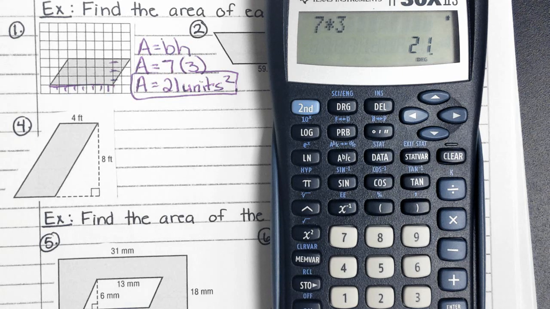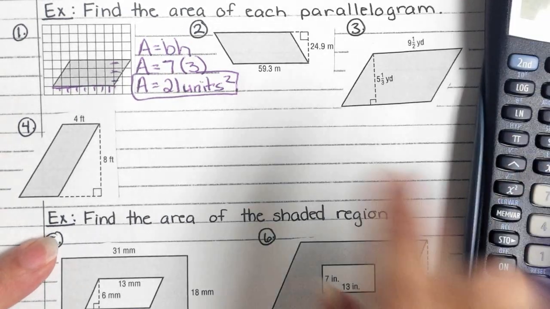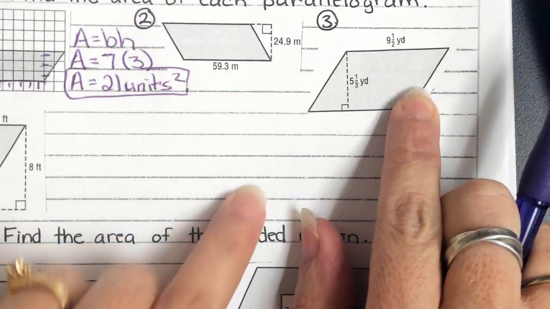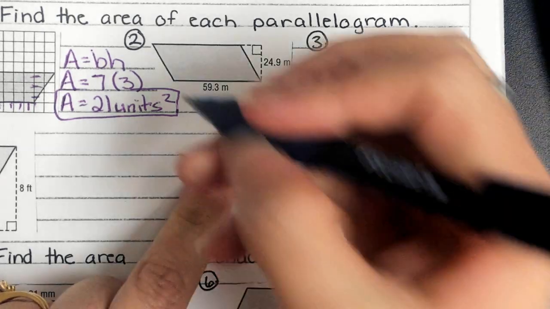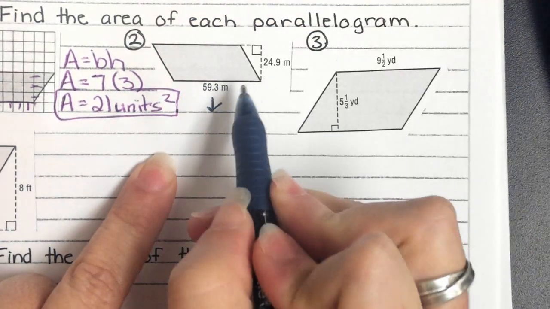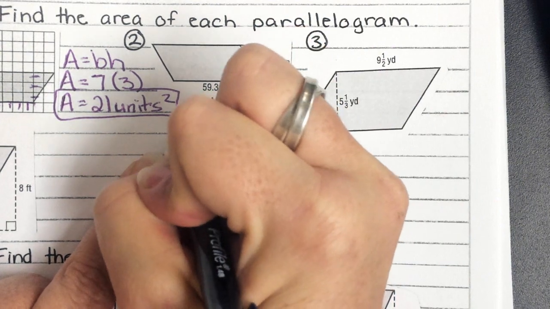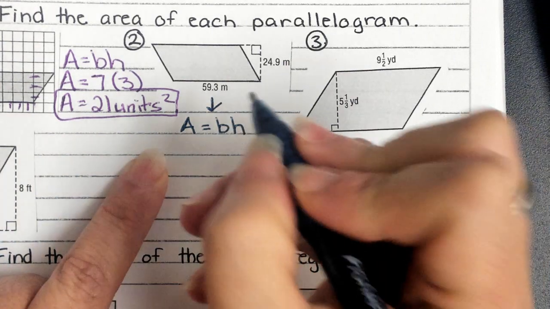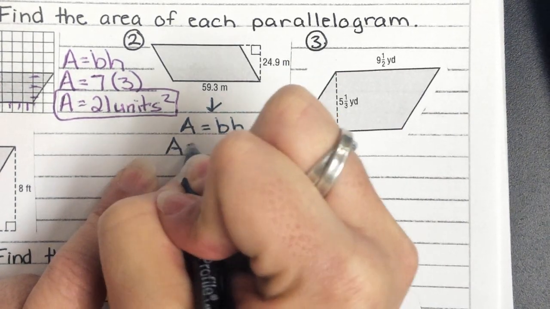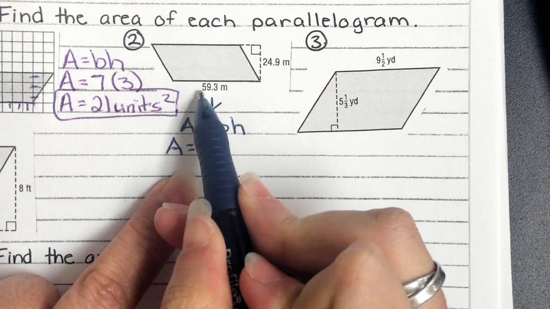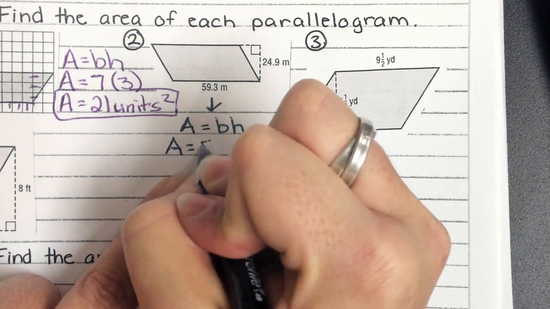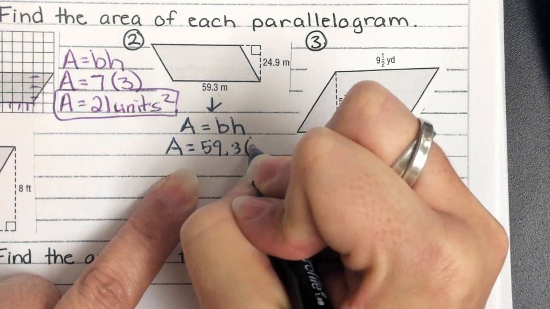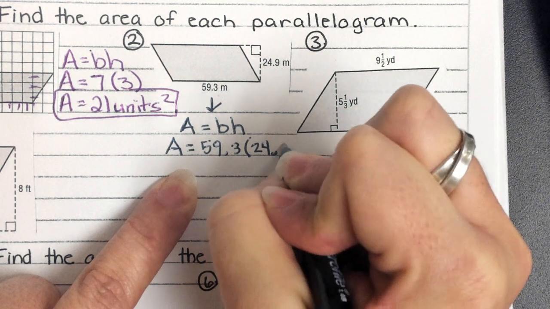Okay, let's go to the next one, number 2. This time they're working with some decimals. Not a big deal. We've done decimals before. I'm going to have to bring it down a little bit. Now, this is a parallelogram again, so I write the formula. Every time you write the formula, smile. Okay, my base this time is 59.3. And my height is 24.9.